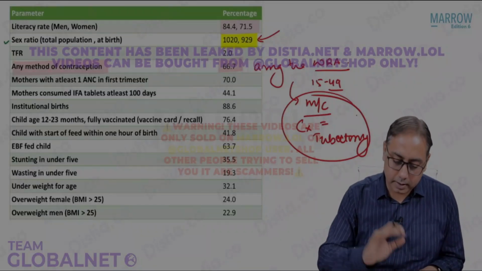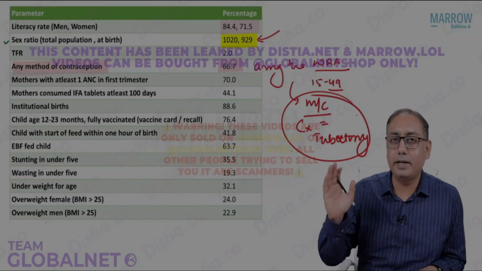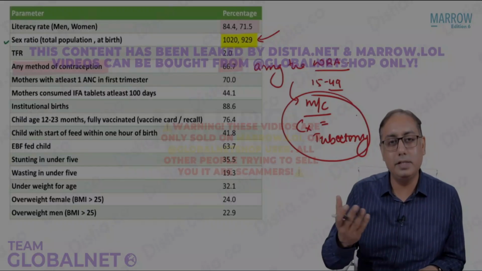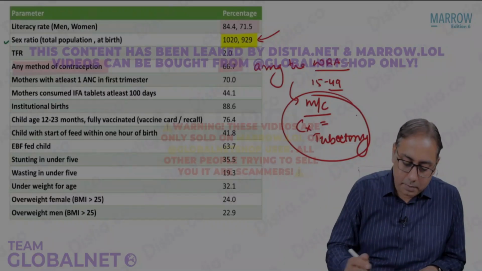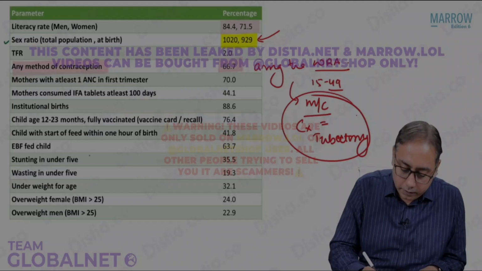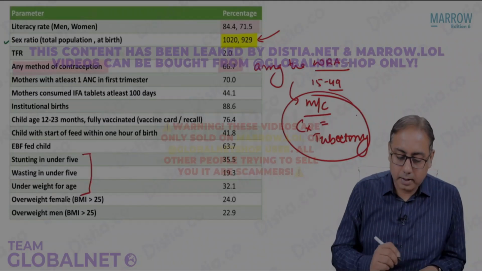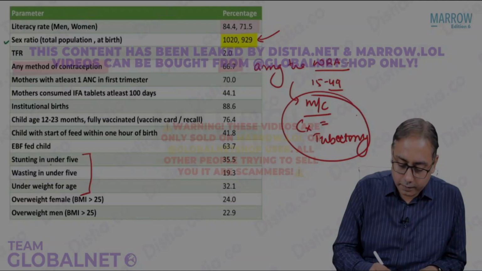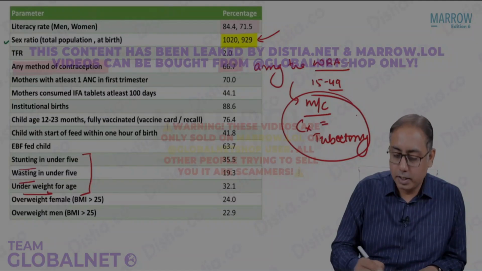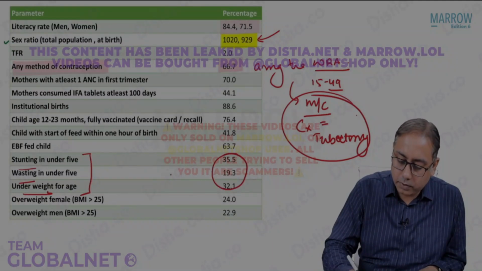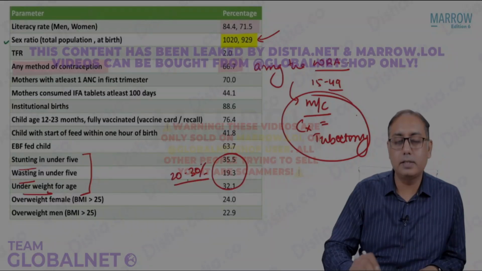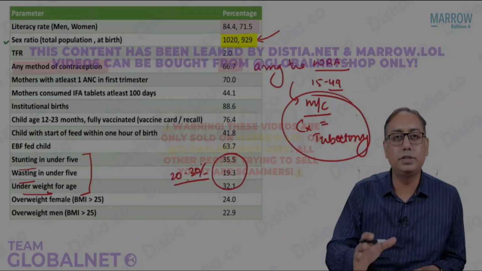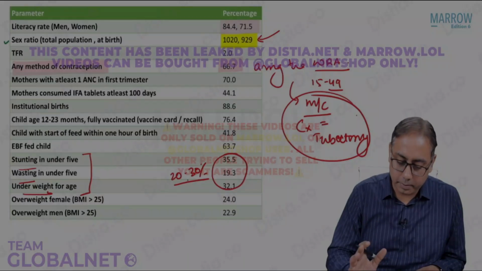Coming over to the next important MCQs, right? So these are the data. If you want, you can remember these numbers anyway in your exam. But just for general understanding of your data, if I talk about stunting in under 5, wasting in under 5, underweight for age, usually you can see that it ranges from 20 to 30%. That is the under 5 malnutrition rate in India. So you can just remember this.